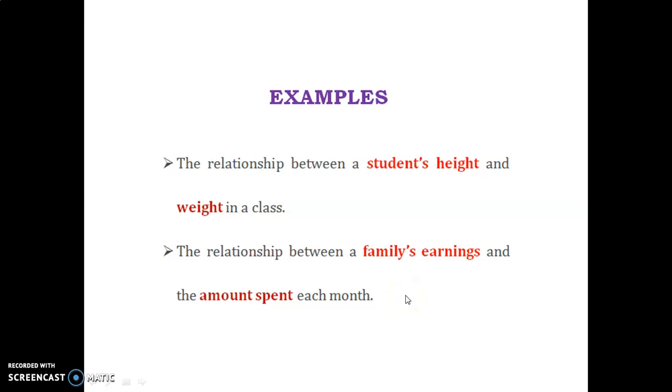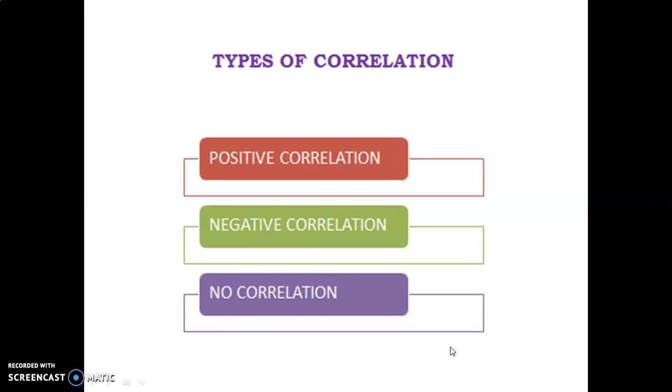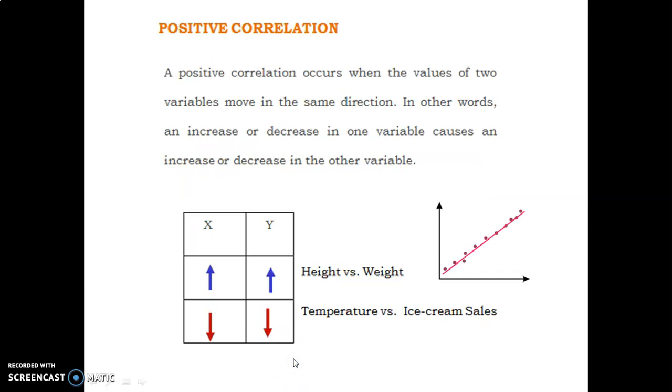Some examples for correlation are the relationship between a student's height and weight in a class. Both are related. The next example is the relation between the family earnings and the amount spent each month. The types of correlation. We have three types of correlation. One is positive correlation, second negative correlation, and third one is no correlation.